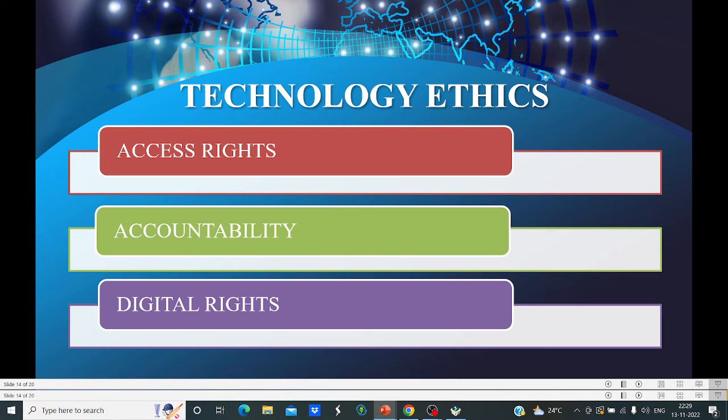There are some technological ethics. First we move on to the assessors rights. Assessors rights is nothing but empowering technology as a right or a freedom. And accountability is nothing but the decisions made by the technology. Next one, digital rights, is the protection of intellectual property, and rights and privacy, personality, as well as the rights that come under the digital rights.